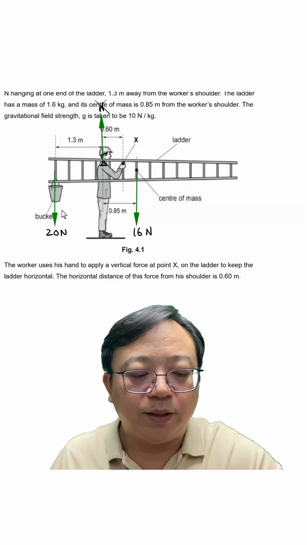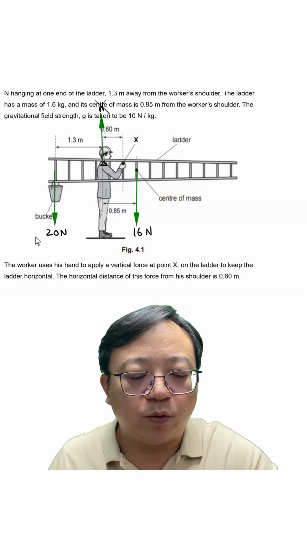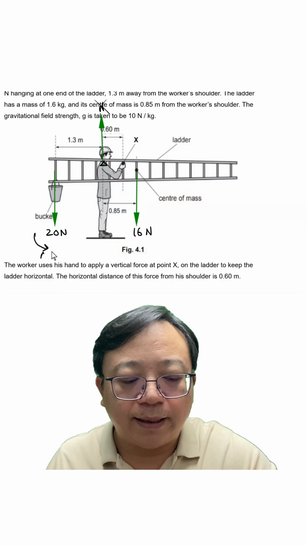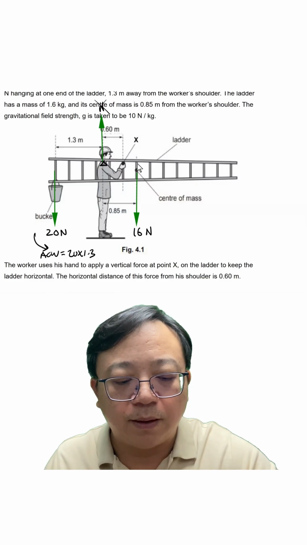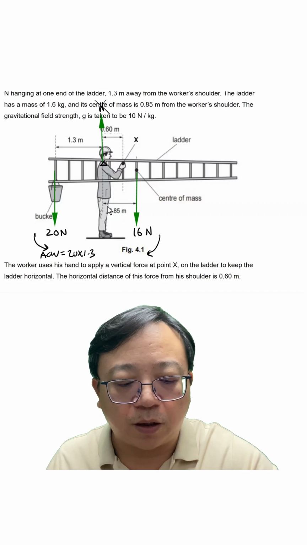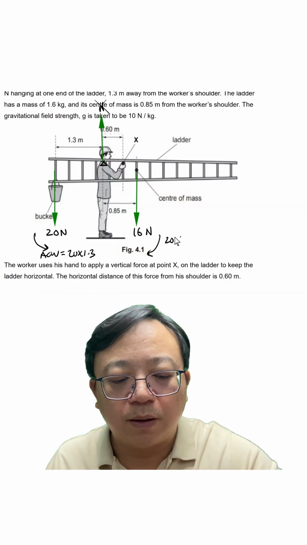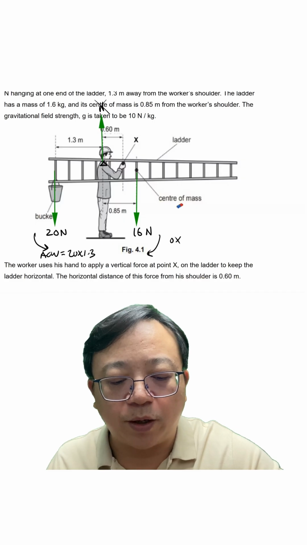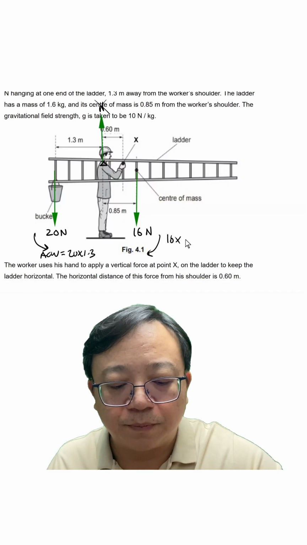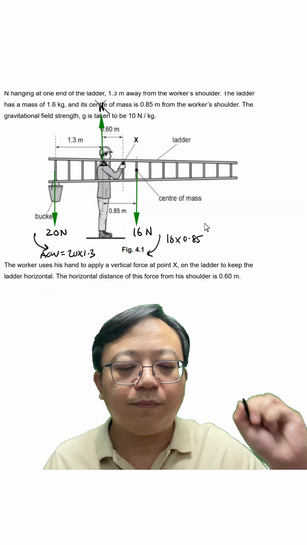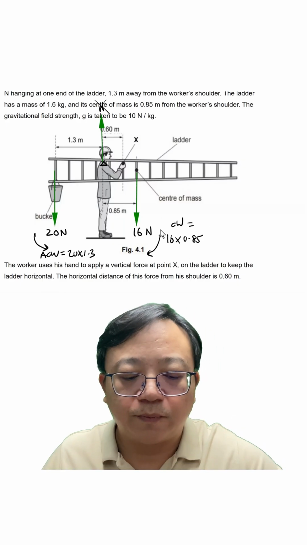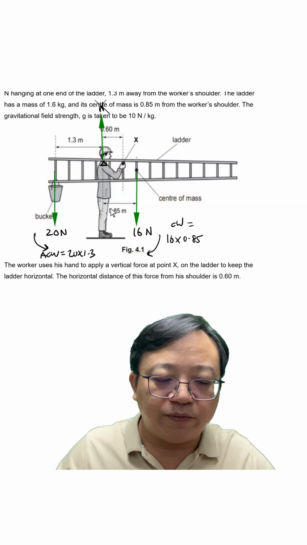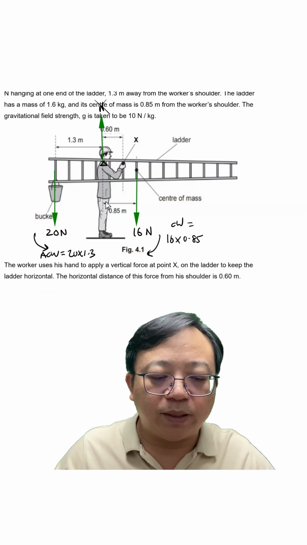Okay? So in this case, what about the moment produced by 20 Newton? It must be anti-clockwise moment. How much? 20 times 1.3, right? This one, 16 Newton, generates a clockwise moment: 16 times 0.85, right? Okay. So this is the clockwise moment produced by 16 Newton about this pivot. This is the anti-clockwise moment about this pivot.